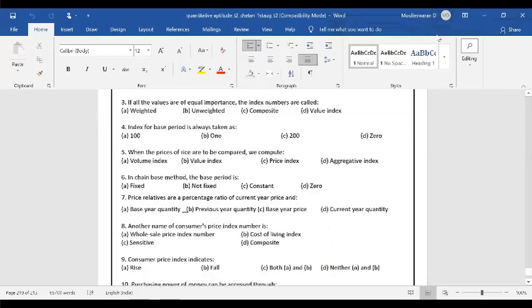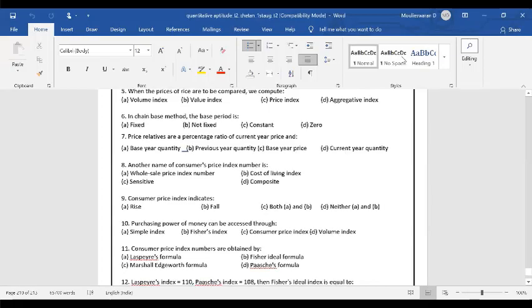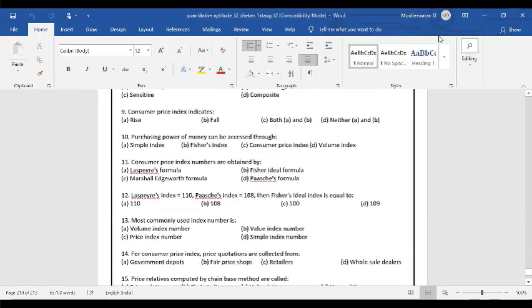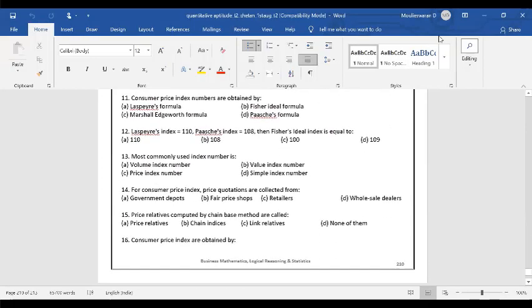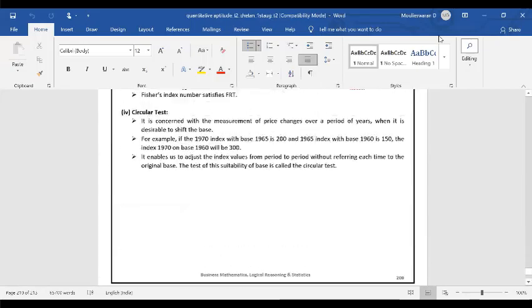Seventh one: price relatives are a percentage ratio of current year price and base year price. Another name for consumer price index number, we haven't discussed, so leave it. We haven't gone till consumer price index. See the 12th question: Laspeyres index they had given, Paasche's index they had given, and they are asking about Fisher's ideal index. What is Fisher's ideal index?